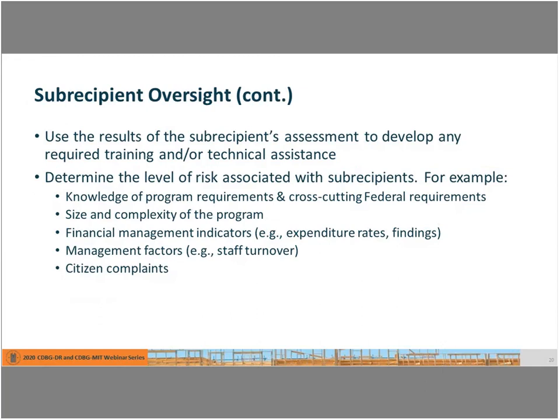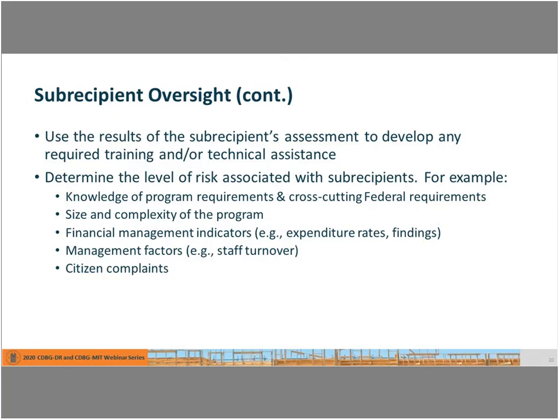When we talk about the oversight of subrecipients specifically, we want to use the results of our assessment, and we're going to talk a little more in detail about that assessment itself. As part of that assessment, it could be that you need to work with the subrecipient through training and technical assistance, because under your identified method of delivery, they are the best possible candidate to assist in carrying out the overall objective of the disaster recovery programs, all right?